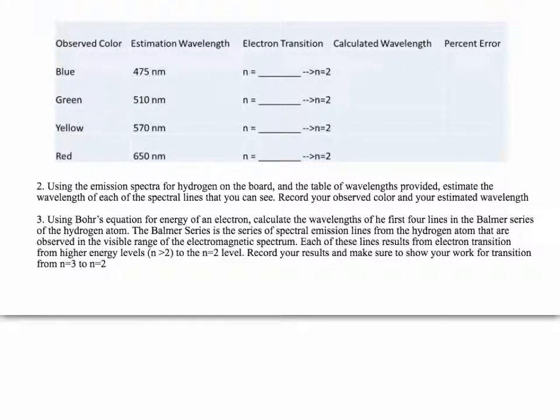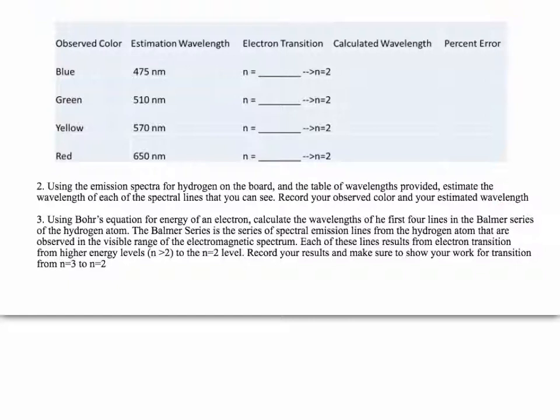Got a couple questions here. The first one, number 2, says, using the emission spectra for hydrogen on the board and the table of wavelengths provided, estimate the wavelength of each of the spectral lines that you can see. Record your observed color and your estimated wavelength.